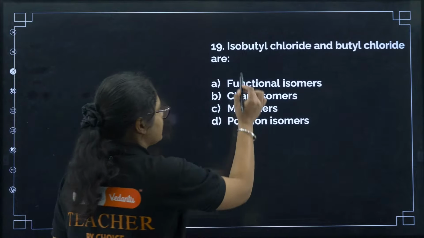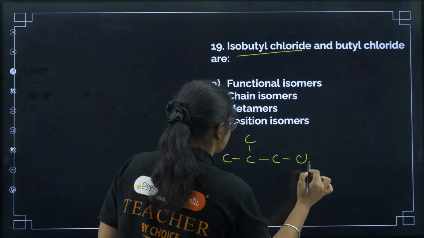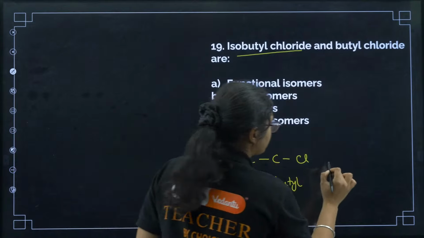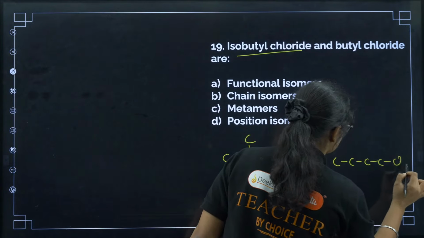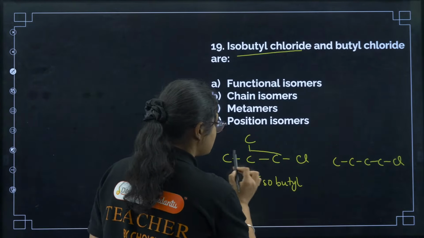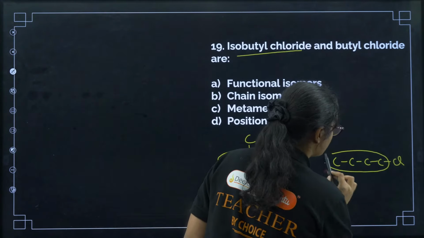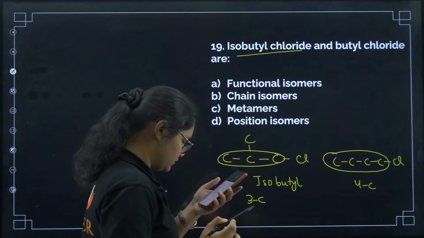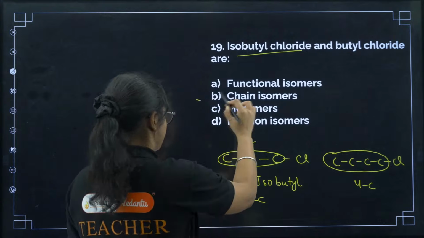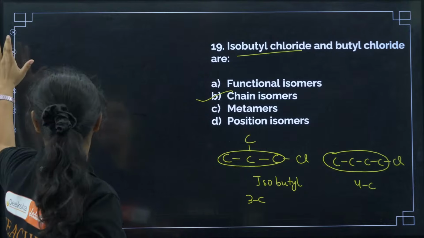19D, position isomers. Isobutyl chloride and butyl chloride, no. Those who are saying that, see, let me tell you the structure of isobutyl chloride. This is isobutyl chloride, okay? And what is butyl chloride? This is butyl chloride. So here what is the chain? This is a 3 carbon chain, right? And this is a 4 carbon chain. Yes, it is chain isomer. Option number B is the correct answer.